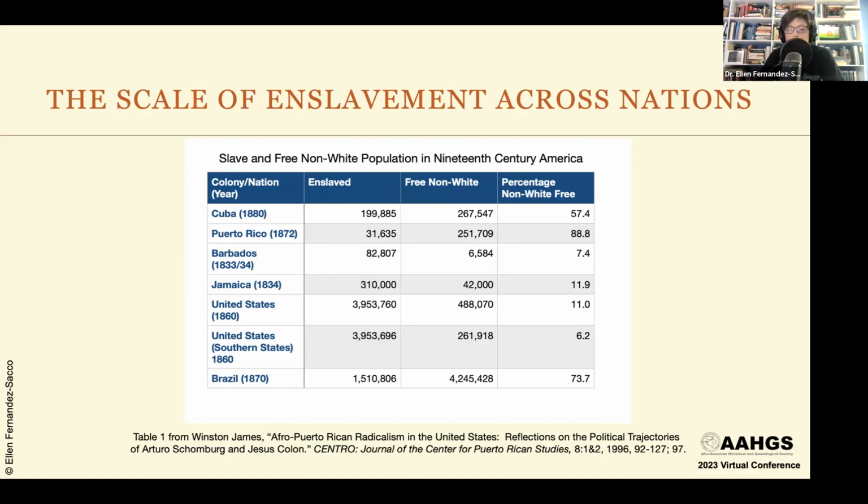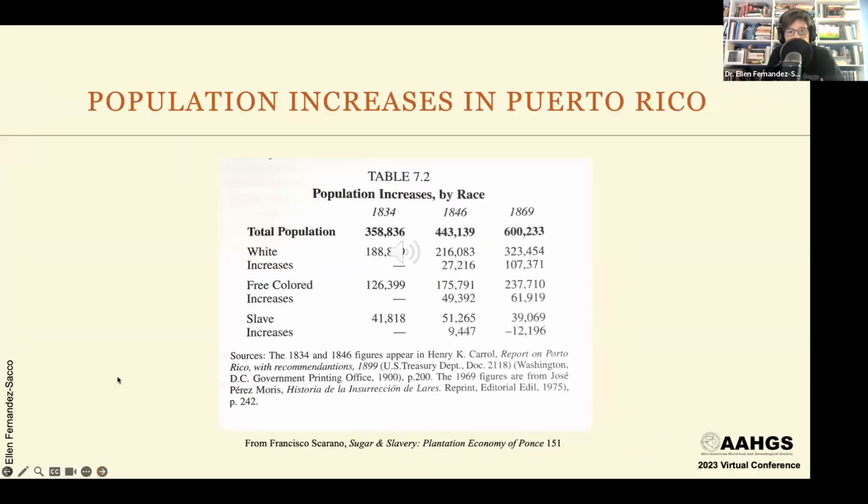So we're not talking about a big number for Puerto Rico, but it's still the same institution, just as violent, just as extractive. And the percentage of a large non-white free population is evident in Puerto Rico. The population increases over time, and this chart from Francisco Scarano's Sugar and Slavery on Plantation Economy of Ponce gives you an idea between 1834, 1846, and 1869.